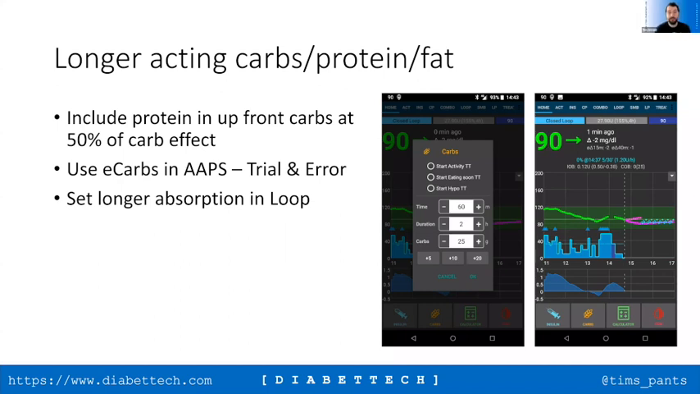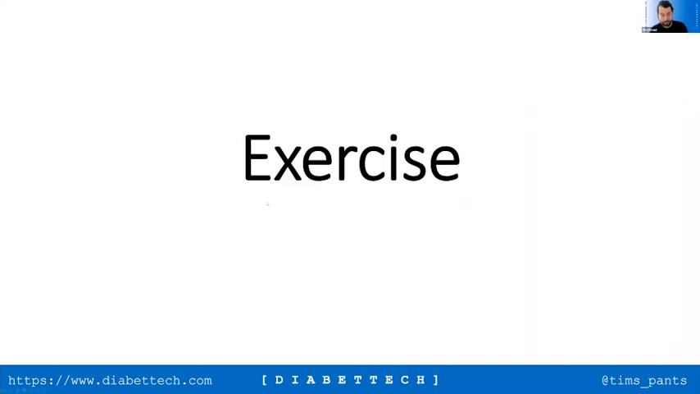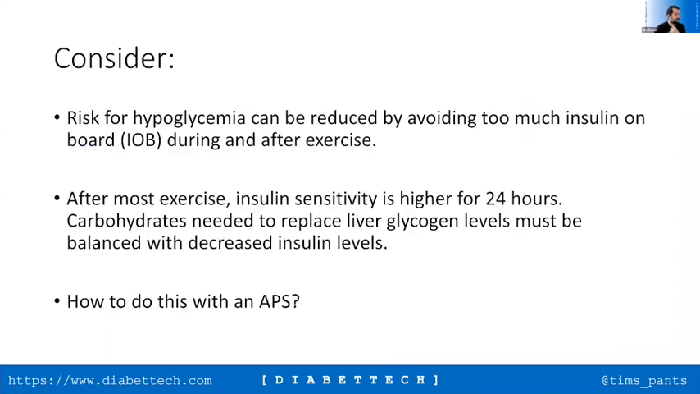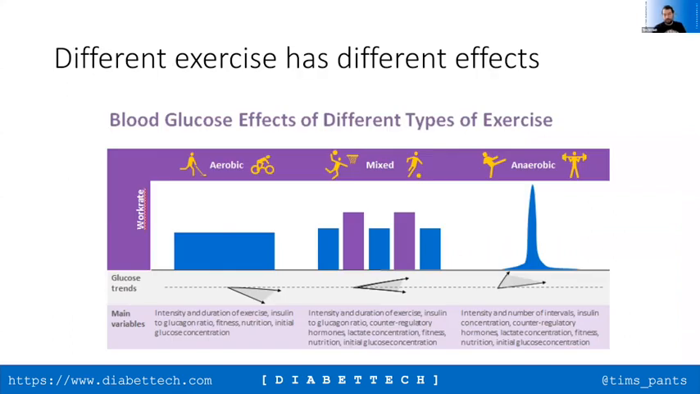Okay, let's move on to the exercise section. I hope most people are aware that the effects of exercise on your glucose levels can be very variable. Aerobic exercise tends to result in glucose levels dropping. Anaerobic exercise tends to result in glucose levels rising.